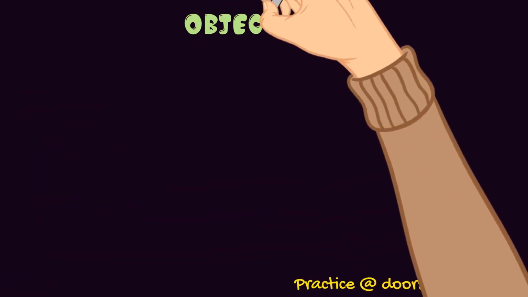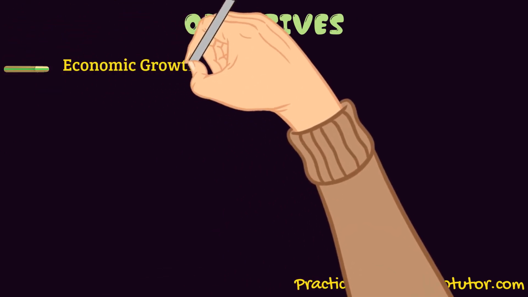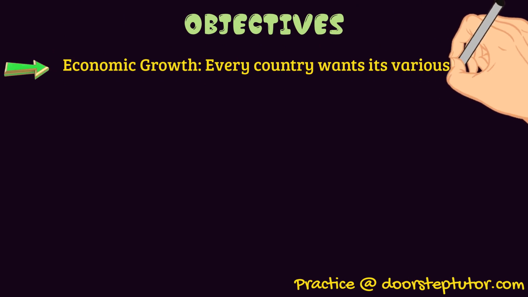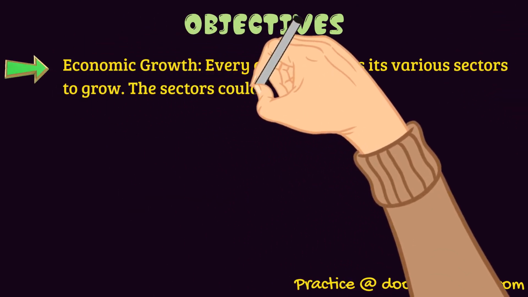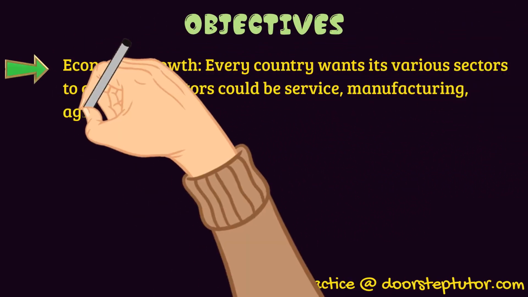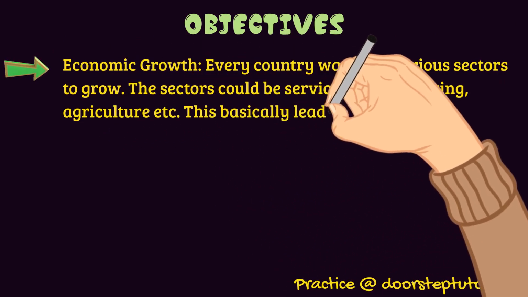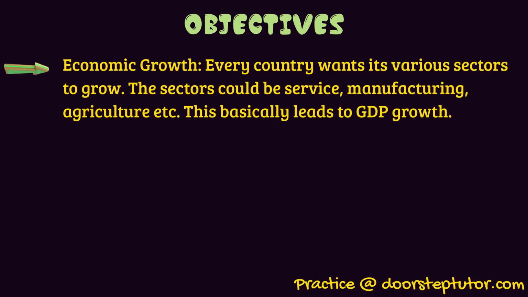Now let us discuss the various objectives of international business. See, why do we need to trade? The reason is simple. For economic growth. Economic growth means that there are many sectors in an economy. We have services, we all know about hospitality services, then your airline services, your hotels and your hospitals and all, right? So this comes under services.